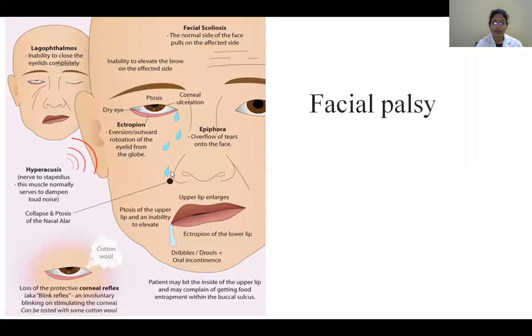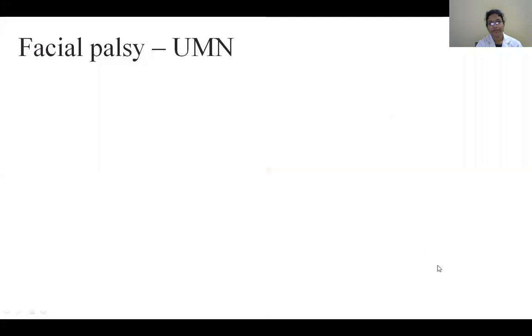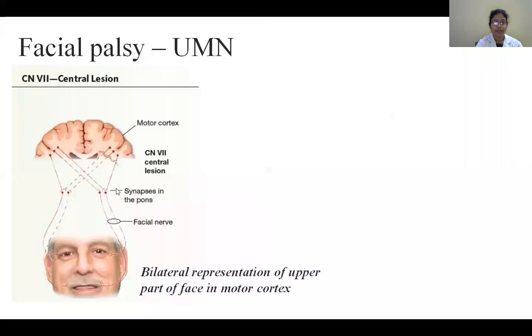And another very important sign to see is loss of nasolabial fold. So all these are the features of facial palsy. And along with that, there is loss of taste sensation from the anterior two-thirds of the tongue. So the facial palsy is divided into upper motor neuron lesion and lower motor neuron lesion. So coming to upper motor neuron lesion, it is a lesion which is present over here.